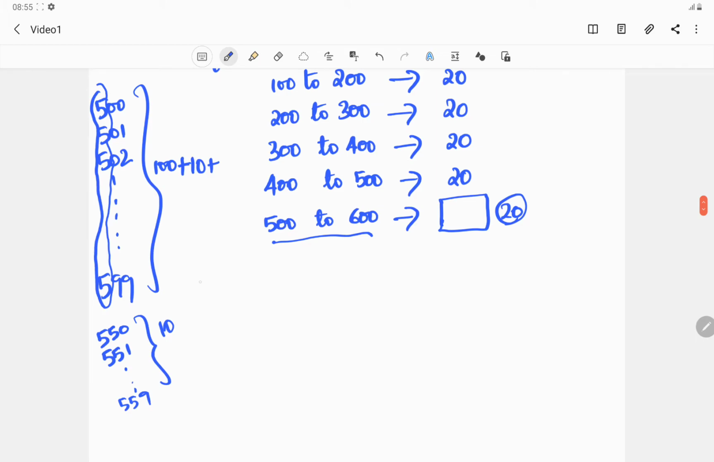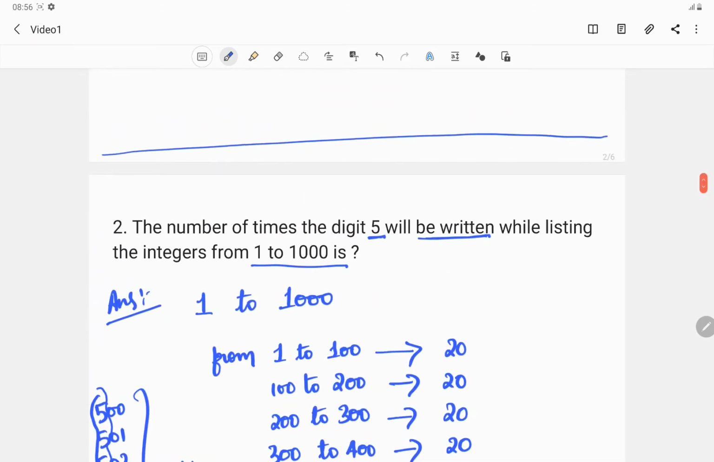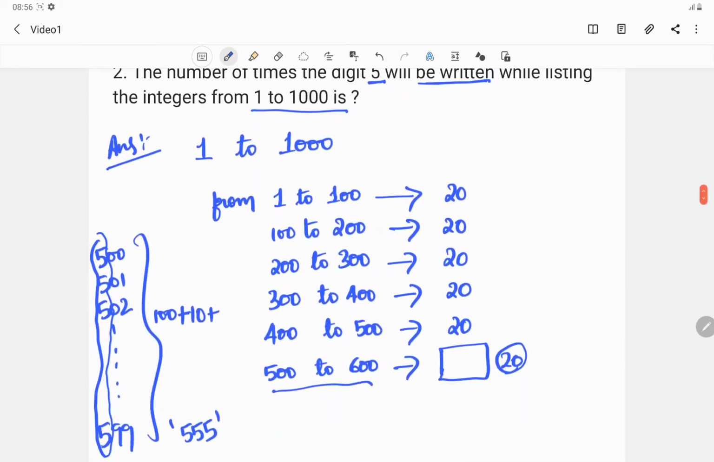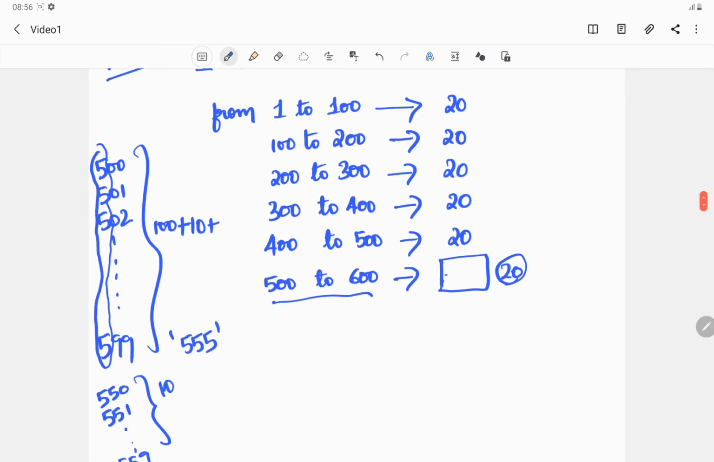In addition to this, there are numbers such as 555, which need to be counted thrice. So we'll look at it. This won't be 20. The exemption which I have set for this rule, you can find it here, and the reason for the exemption is also explained. So we'll look at this later.